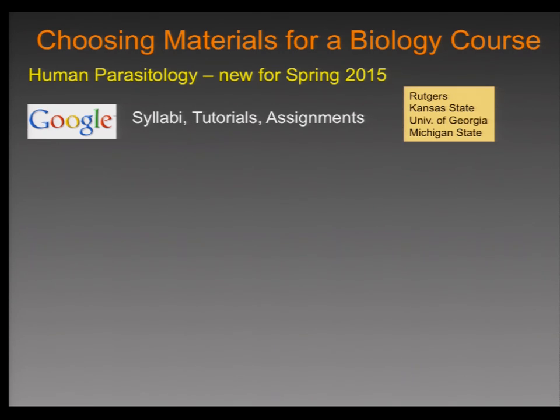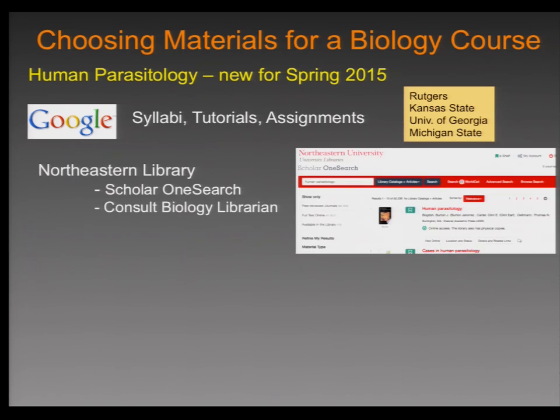I looked at material from Rutgers and from Kansas State and from the University of Georgia and from Michigan State, and I looked at their syllabi, I looked at their assignments, I looked at what kind of tutorials I could borrow from them, because there's no point in reinventing the wheel. If it's a good course at another place, I can make it fit and be a good course at Northeastern too. So there was a wealth of information out there, almost overwhelming. But it's a very specialized area.